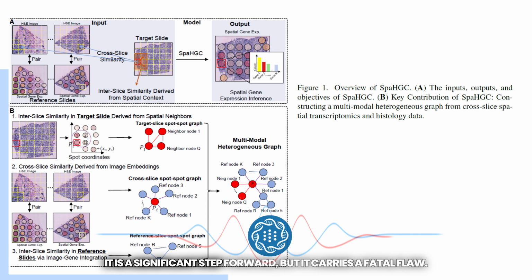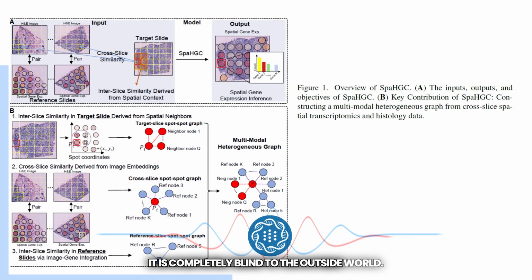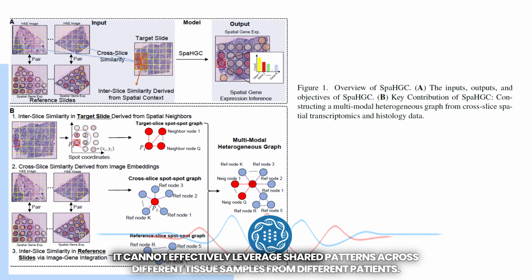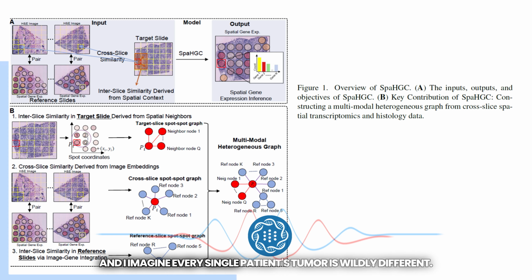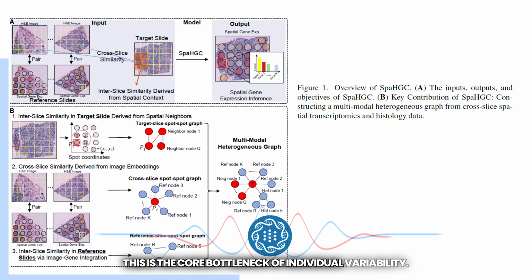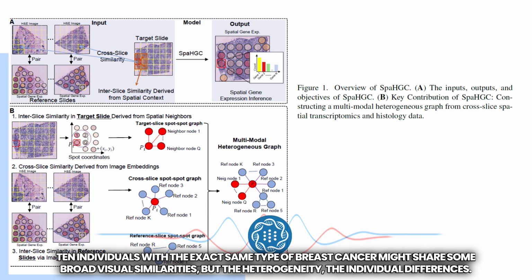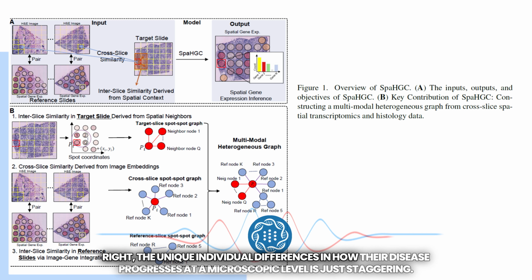It is a significant step forward, but it carries a fatal flaw. Which is? It only looks within a single tissue slice. It is completely blind to the outside world. It cannot effectively leverage shared patterns across different tissue samples from different patients. Ah, I see. And I imagine every single patient's tumor is wildly different. Vastly different. This is the core bottleneck of individual variability. Ten individuals with the exact same type of breast cancer might share some broad visual similarities, but the heterogeneity, the individual differences. Right, the unique individual differences in how their disease progresses at a microscopic level is just staggering.